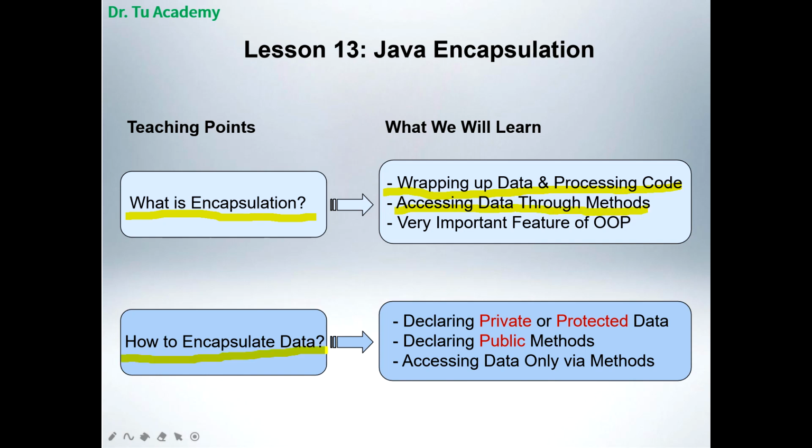So how to encapsulate the data? We declare private or protected data. We put the private or protected keyword in front of our data declaration in class. We declare the method as public, so we can access data only through methods.